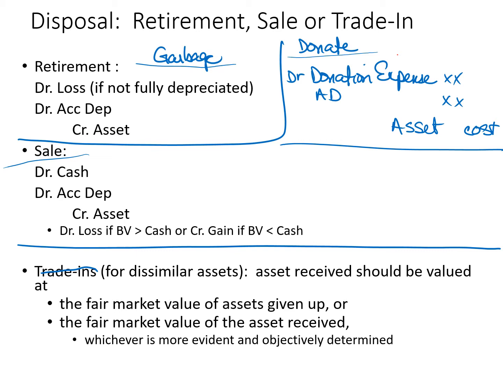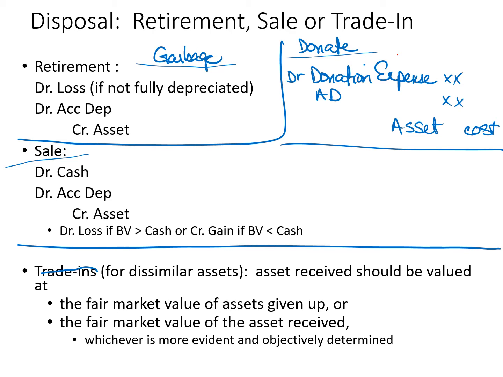If you instead donate it, so you'll see those ads about donating your car or your truck, and they'll take care of everything. This is the entry to get that donation or that charitable deduction. You debit accumulated depreciation for the balance in that account. You credit the asset for its cost, so you get the asset and its associated depreciation off your books, and you debit donation expense for the difference.